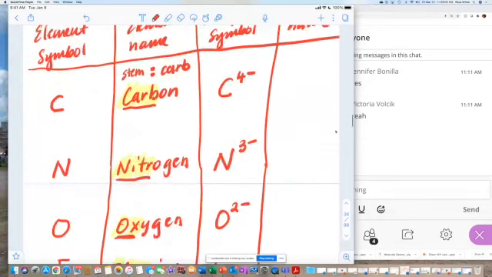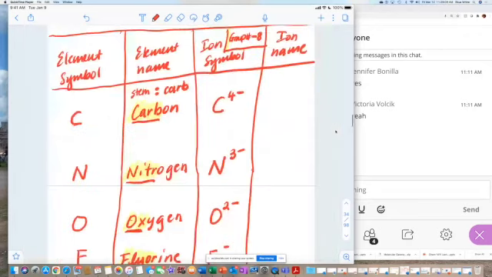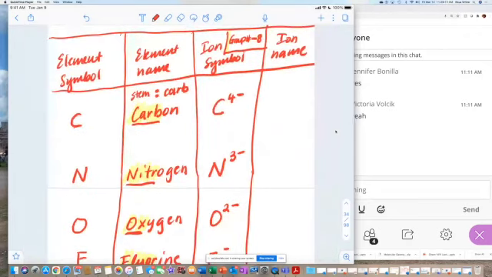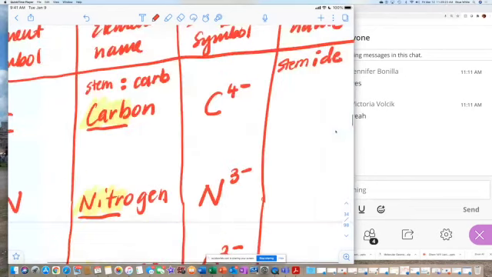So these are the symbols of the ions that could form from the element on the left. Now, how do you name these ions? The ion name is essentially the stem name, for the most part, this is a rule, then add the suffix -ide. So the stem plus -ide.